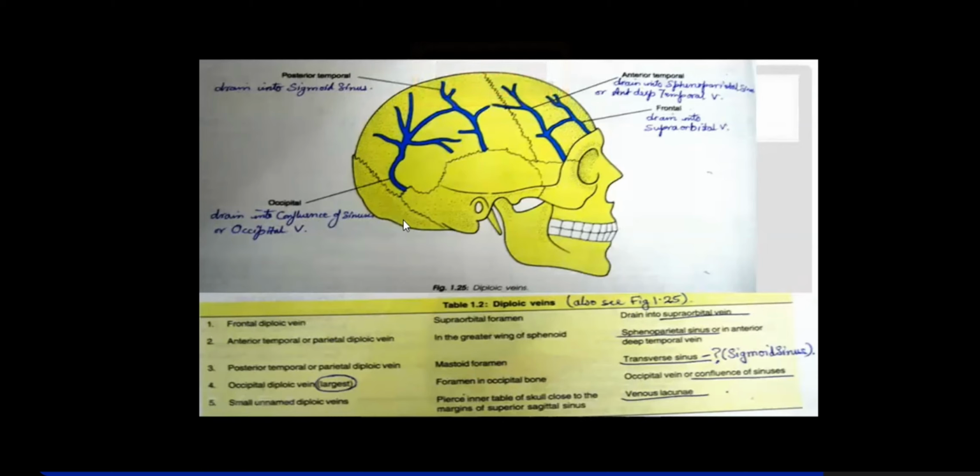Got it? So another important MCQ: the occipital diploic vein is the largest. There are 4 options, so it becomes an MCQ in itself. The largest diploic vein is the occipital diploic vein. And the other important point, I've already told you: out of the 4 pairs, the frontal one drains outside the skull into the supraorbital vein. Okay, so it's done.